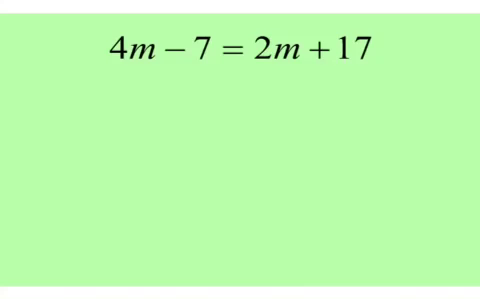When I look for m minus 7, one variable, one constant, and then equals 2m plus 17, one variable, one constant, so it's already cleaned up. So now I'm going to move the variable. This is positive 2m, so I'm going to subtract 2m from both sides.